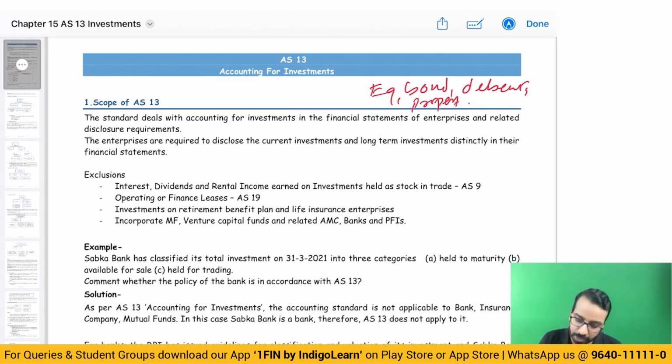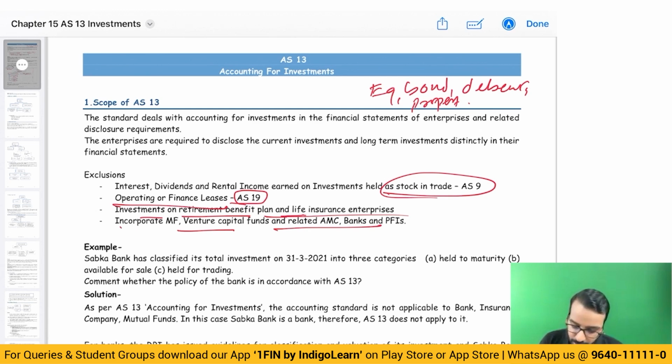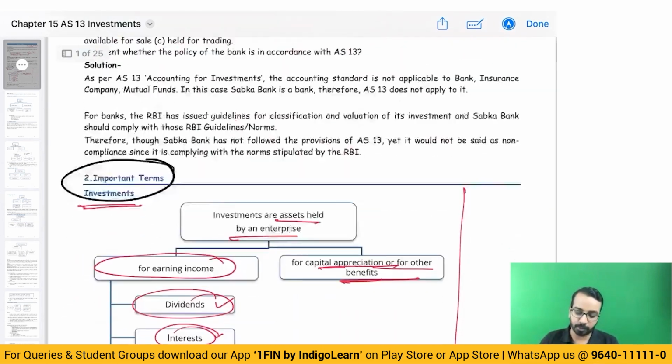Okay. Now, what are exclusions? If something is held as stock in trade, it is excluded. Means if I'm buying and selling investments regularly as stock in trade, I'll exclude that. Accounting Standard 19 covers operating or finance leases, those are excluded. Investments of retirement benefit plans and life insurance enterprises are removed. And venture capital funds and related AMCs or unincorporated mutual funds, etc., are also excluded. Okay, these are what are excluded from the scope of this particular standard.